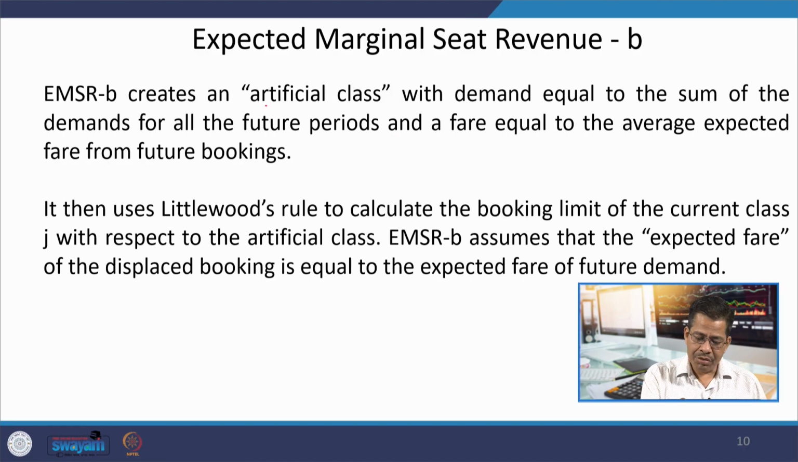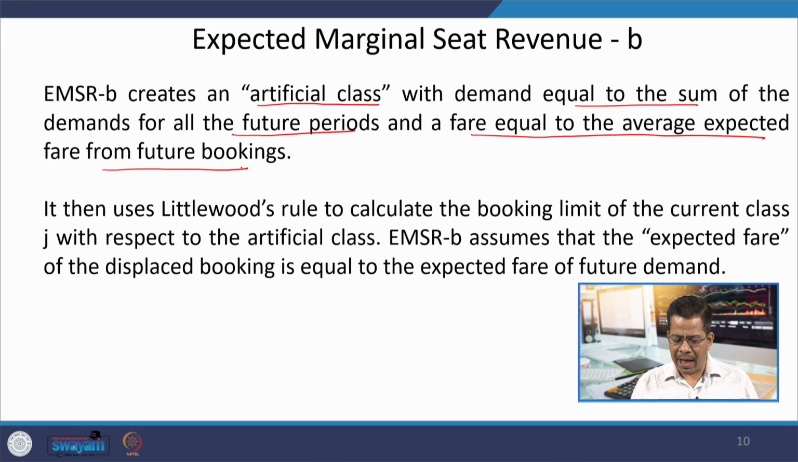So, this artificial or virtual class has a demand equal to the sum of the demands for all the future periods and a fare equal to the average expected fare from future bookings. Then the application of this Littlewood rule will be much easier for EMSR calculations.